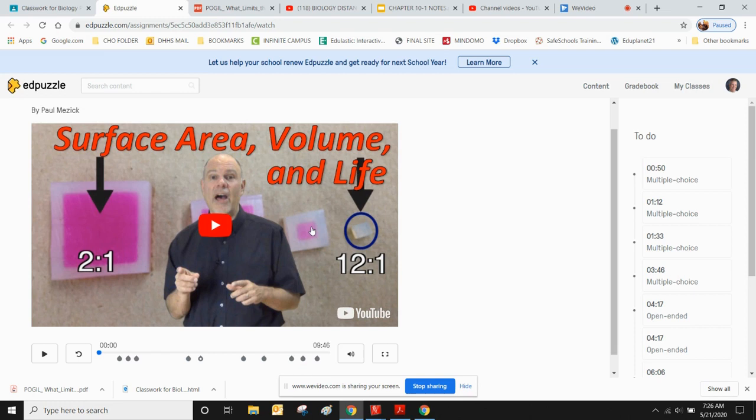This is an Edpuzzle that really uses the exact same things you would have seen in the classroom. It's a great job, about 14 questions in here, and it'll really get into the idea of surface area compared to the volume. It'll explain how you address the lab by looking at not how much pink there is, but the percentage of pink compared to the percentage of the entire cell. And that is the hang up in this lab.